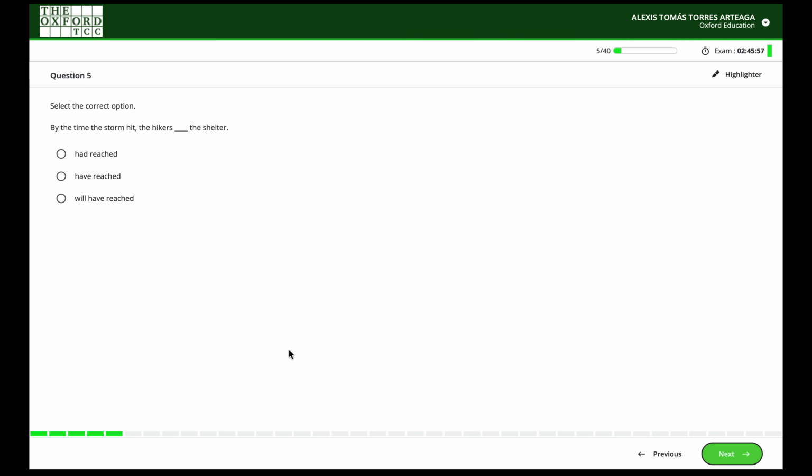By the time the storm hit, the hikers will have reached the shelter. She avoided talking about the situation because it was stressful. Which sentence is correct? She had been working all night when the power went out. She had been working all night.